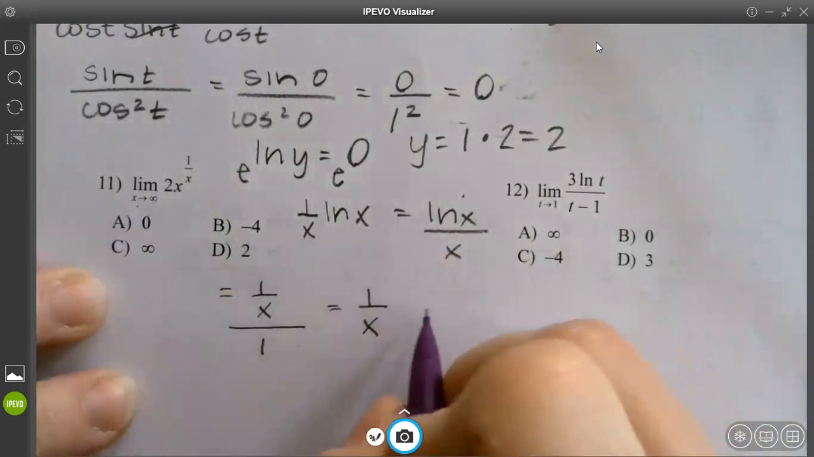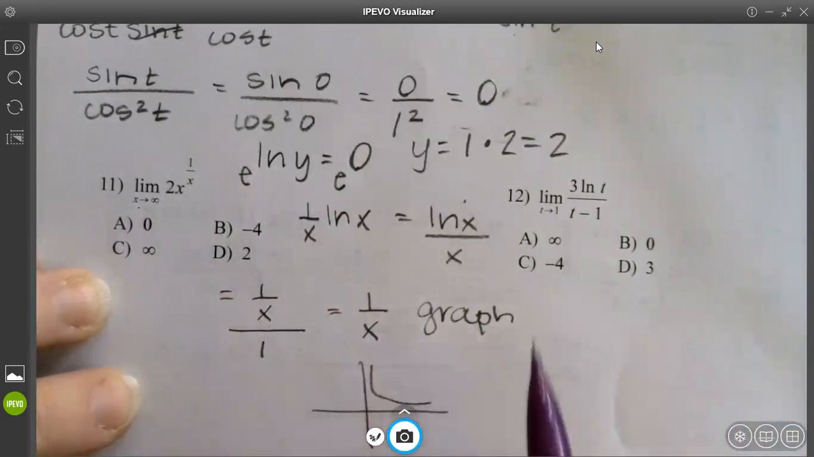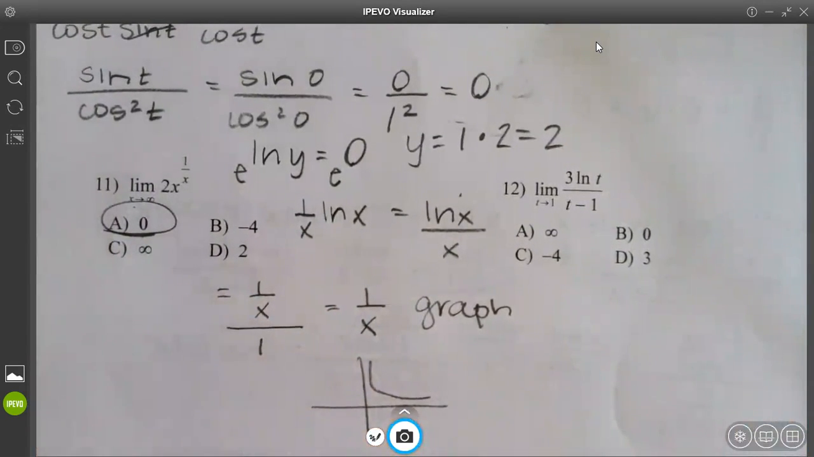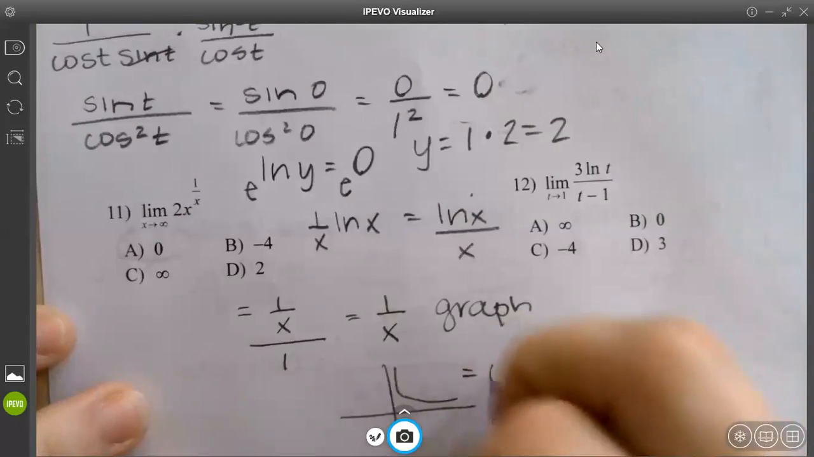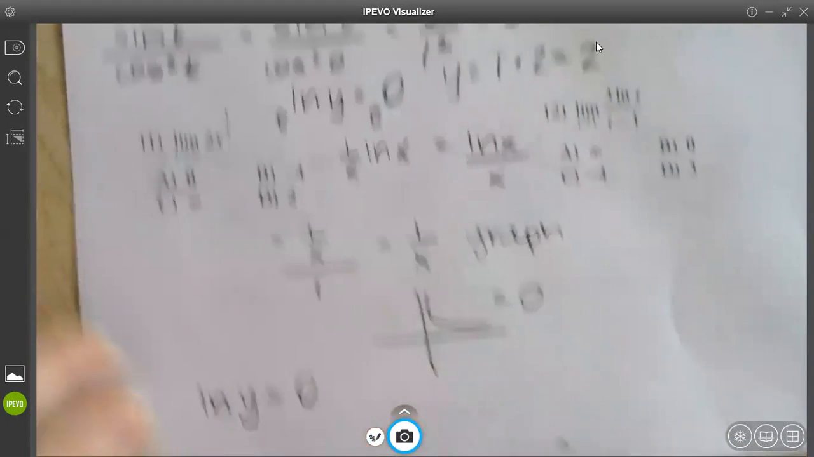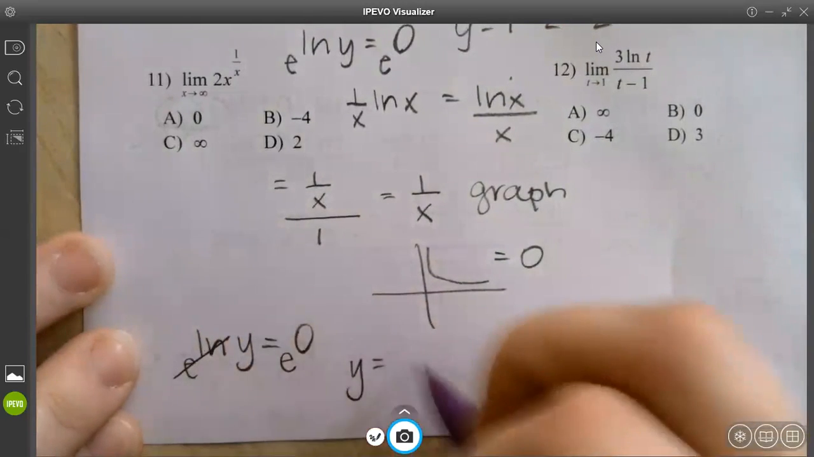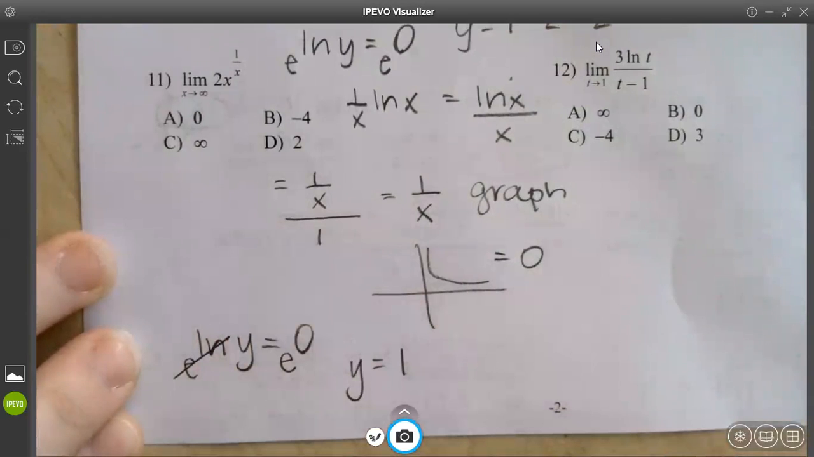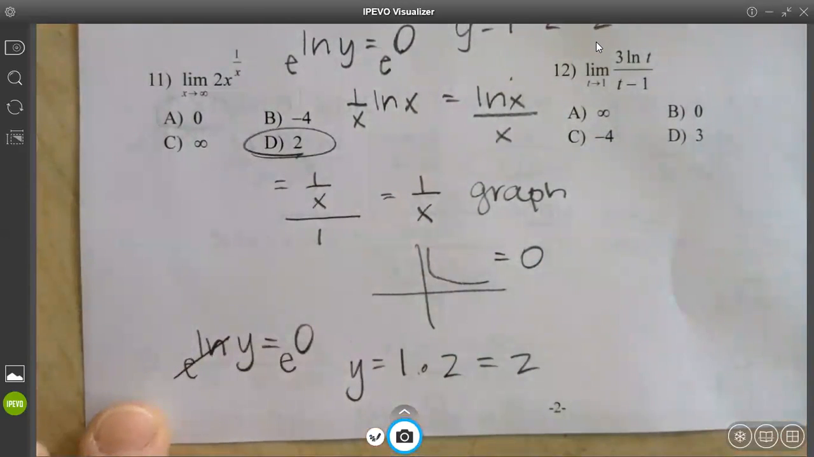Anytime we have infinity, we've already graphed this one. It looks like this, so it goes to 0. I told you every time: ln y equals 0. And I told you before the whole problem that I was going to do it. When you e to the 0, you get 1. We pulled out the 2, which gives you 2.